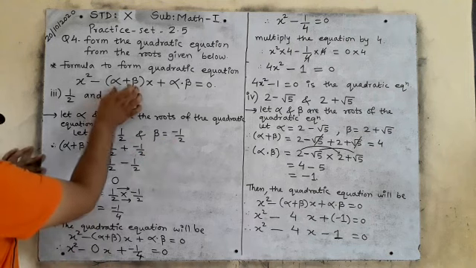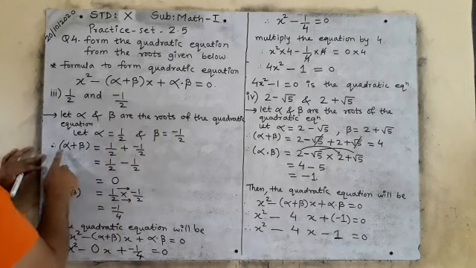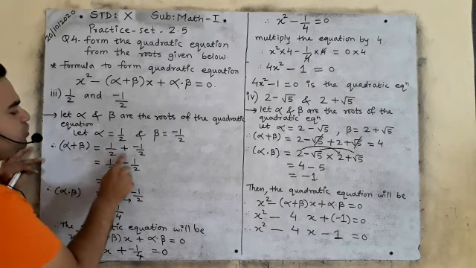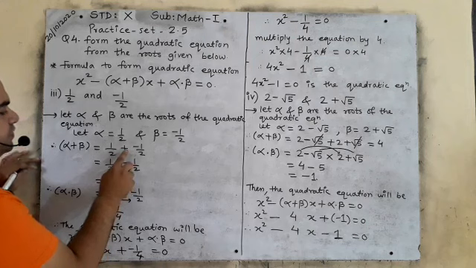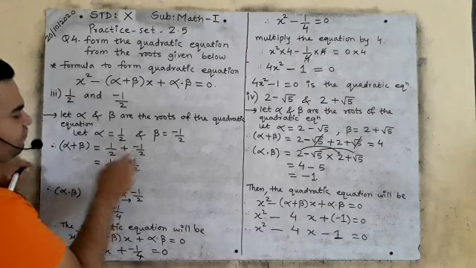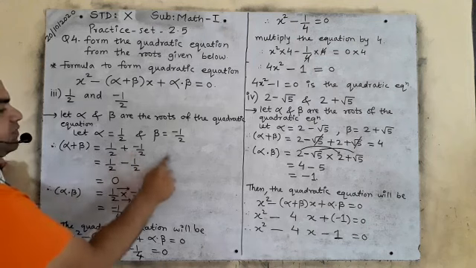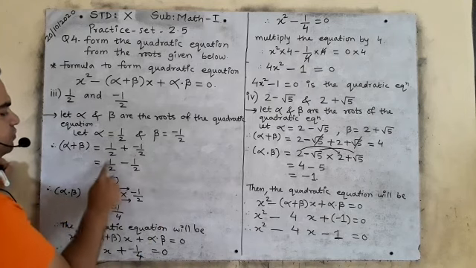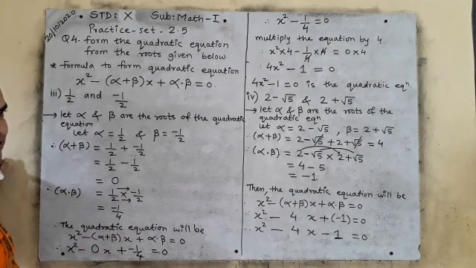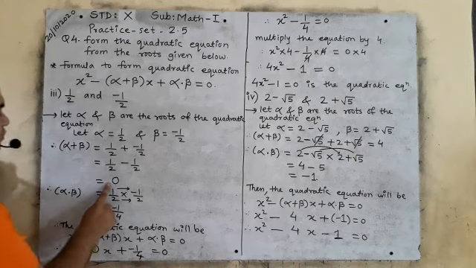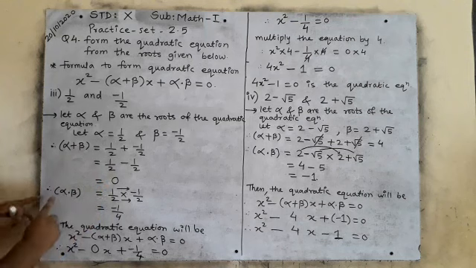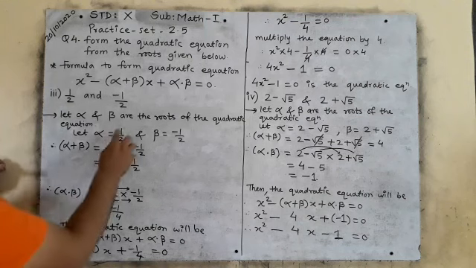Then we have to find the sum of the two roots. So the sum of the two roots, alpha plus beta, equals 1 upon 2 plus minus 1 upon 2. See this plus and this minus, they will fight with each other. So plus minus will always be minus. So 1 upon 2 minus 1 upon 2 will be 0. So alpha plus beta equals 0.